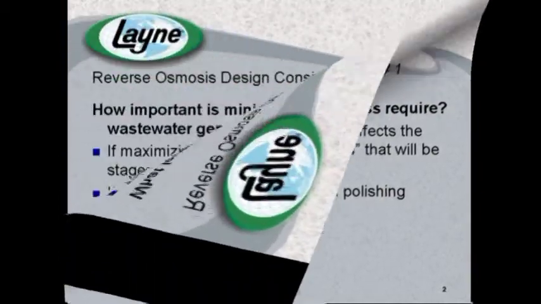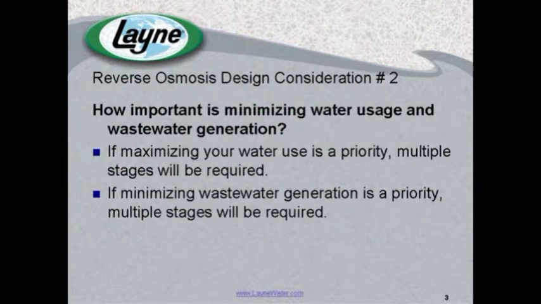Now, the second consideration I want you to think about is this. Are we really looking at the reverse osmosis system where the priority is cleanliness of the water, the quality of the water, the quality of the permeate? Is that the number one consideration, maximizing that? Or is it minimizing the amount of wastewater that is produced? Depending upon which one is your priority will really drive your design.